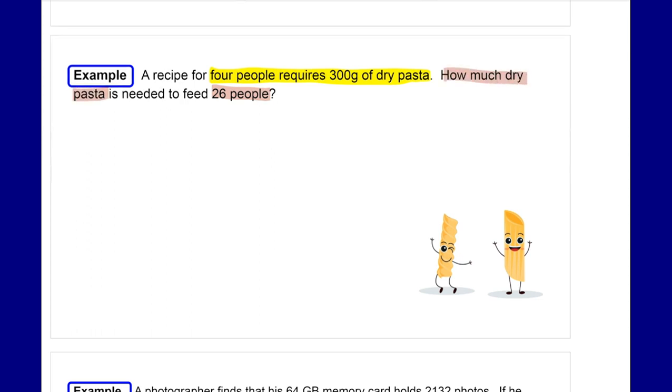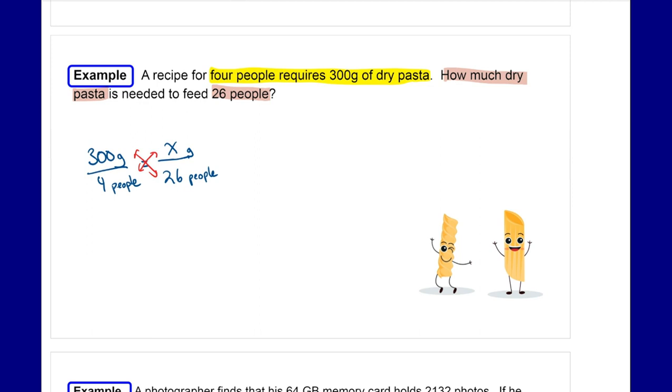So the first one, 4 people require 300 grams of pasta. Well, let's set up a proportion. 300 grams for 4 people, and that's going to equal an unknown number of grams for 26 people. So now I have my proportion. Now I'm going to cross multiply.